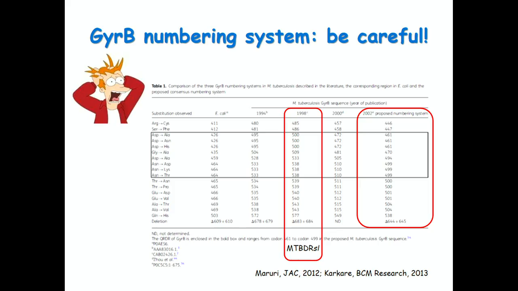I should warn you about the mess regarding the GyrB numbering system. Four different numbering systems are used in the publications. The most widely used is this one. Unfortunately, we now know the right GyrB start codon, and the right one is this one.